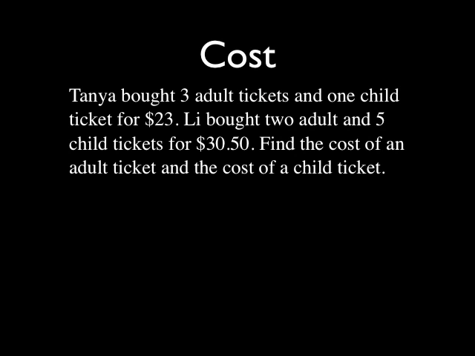So let's say that Tanya bought 3 adult tickets and 1 child ticket and spent $23. Lee bought 2 adult tickets and 5 child tickets for $30.50. Find the cost of an adult ticket and the cost of a child ticket. Remember that the very first thing that we want to do is make a key. So I'll say A is the cost of an adult ticket. C is the cost of a child's ticket.